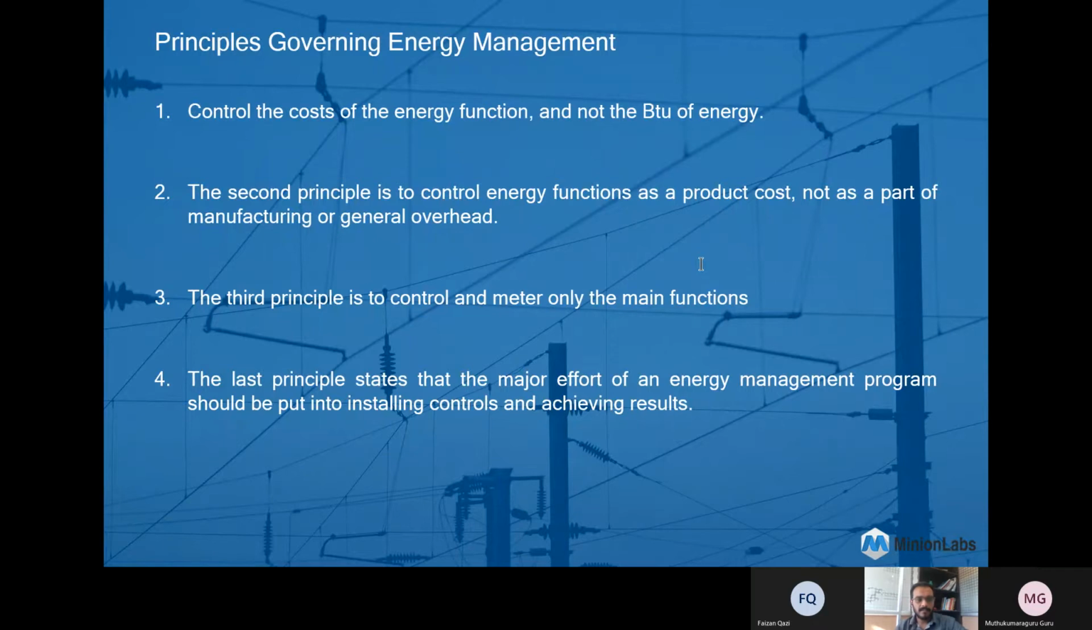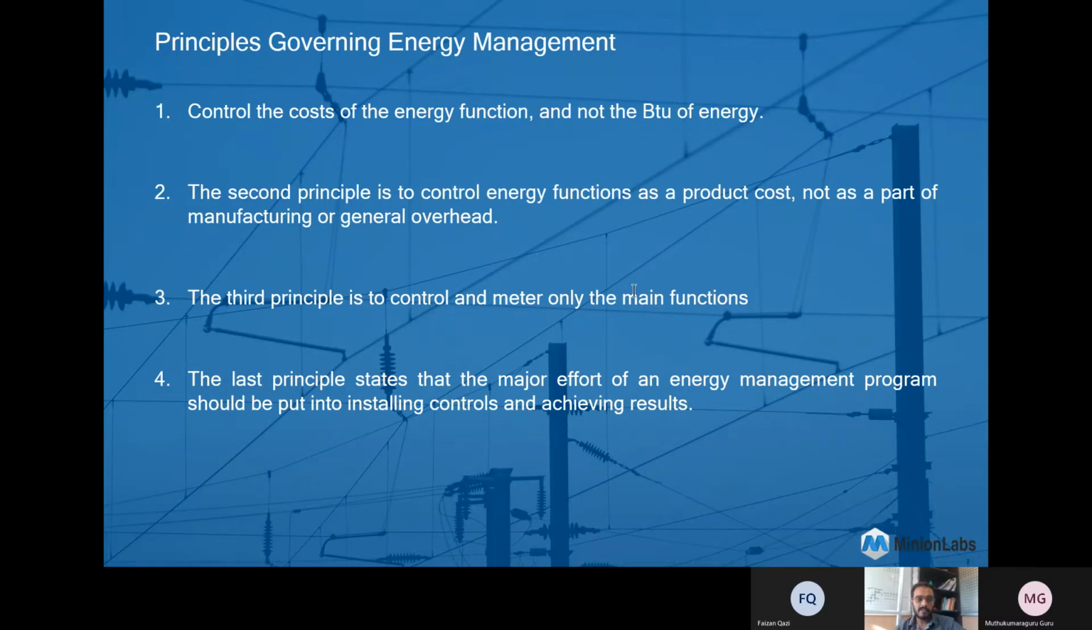Principles governing energy management. So what are the principles? There are four main principles which govern energy management. First, control the cost of the energy function and not the BTU of the energy. Since energy always provides a service, it is converted to a useful function. It is advisable to control the total cost rather than the BTU of energy, since the total cost is more closely related to the interests of the organization.